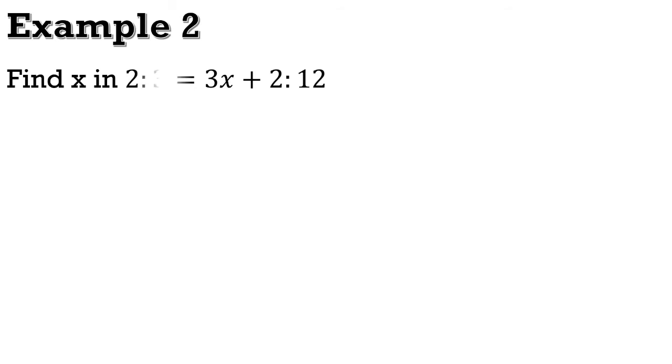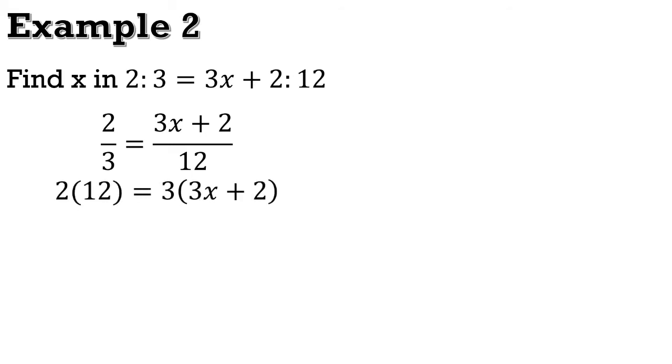Example number 2. Find x in 2 is to 3 as 3x plus 2 is to 12. Now to solve this problem, let us write this in fraction form. We will have 2 over 3 equals 3x plus 2 over 12. Now, apply ulit natin yung cross multiplication property. So we will have 2 times 12 equals 3 times the quantity of 3x plus 2. Simplifying both sides of the equation, we will have 2 times 12, that is 24, and then yung 3, distribute natin doon sa mga terms na nasa loob ng parenthesis. We will have 3 times 3x, that is 9x, and then 3 times 2, that is 6.